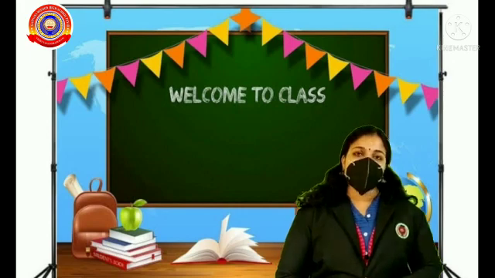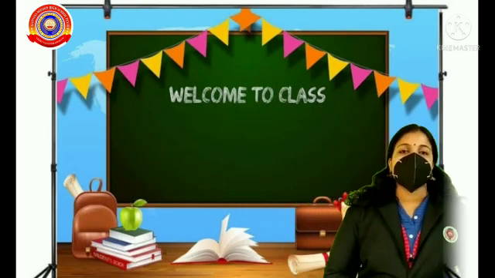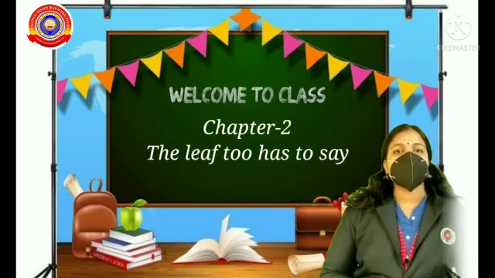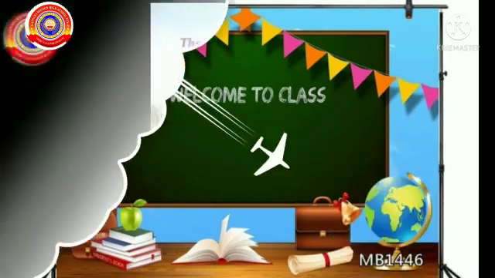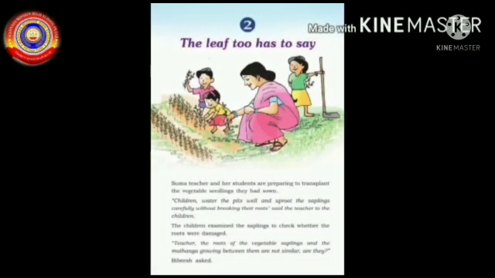Today, we are going to discuss our next chapter, Chapter 2, The Leaf Has to Say. In your textbook on page number 19, there is a picture. Do you see that? Yes, Suma teacher and her students are transplanting the vegetable seedlings, and the teacher asked her students to check whether the roots are damaged or not.